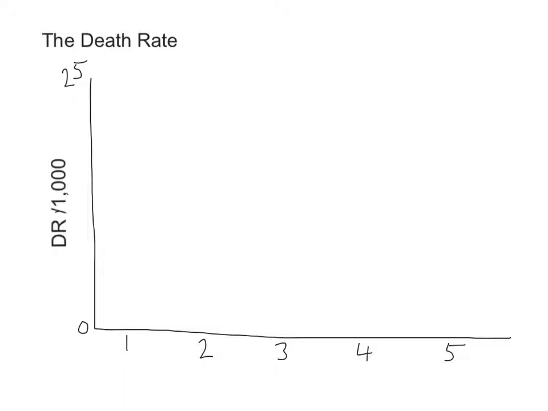The death rate begins very high, and then over time, as a country develops, the death rate will fall, and in stage 5 it actually starts to rise again for reasons which I will reveal. So let's take a look at why the death rate follows this pattern.